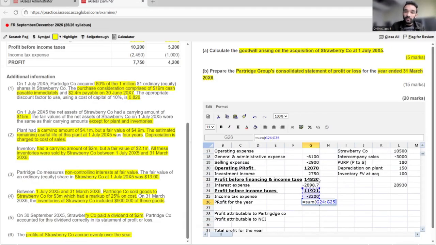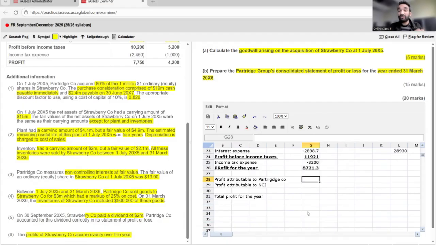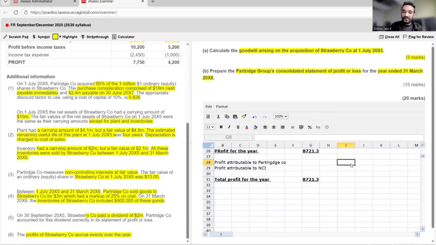So it is a profit for the year. Right? Now we will be attributing these profits between parent and NCI. Just give the link. This is the total profit. Now do the working regarding profit attributable to NCI.